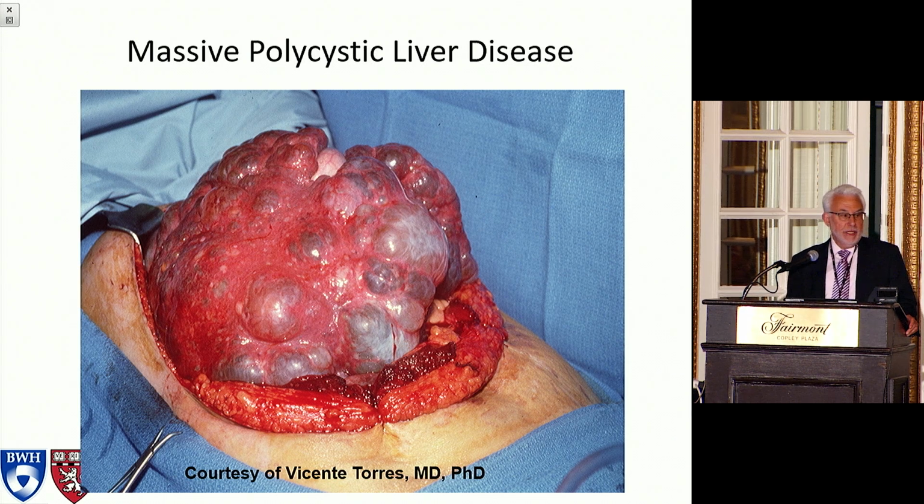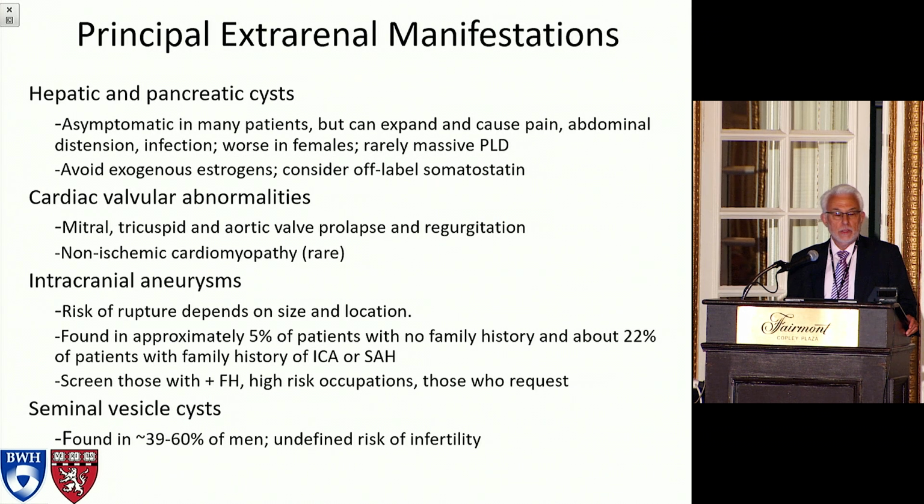And this is not that patient, but another patient with massive polycystic liver disease, again showing the cysts spread throughout the parenchyma and causing a distended abdomen. So I'll talk briefly about the extrarenal manifestations. Hepatic and pancreatic cysts are the most common cystic extrarenal manifestation of ADPKD. They're asymptomatic in many patients, but they can expand and cause pain, abdominal distension, and infection, typically worse in females, and very rarely massive polycystic liver disease, such as I showed you in the previous slide.